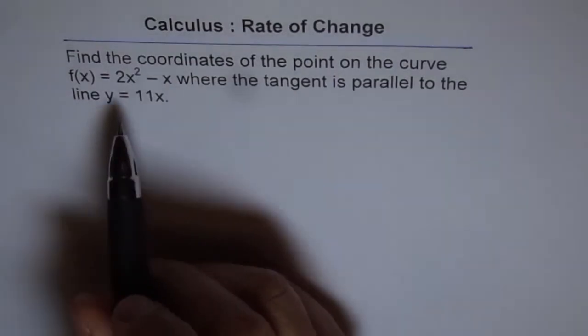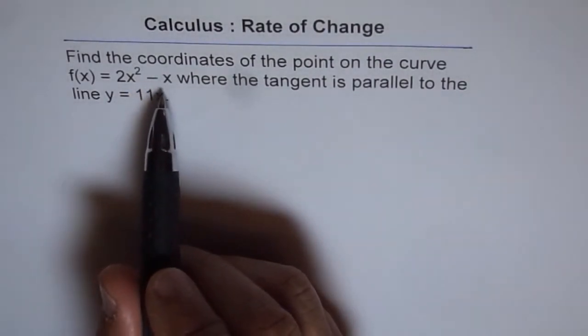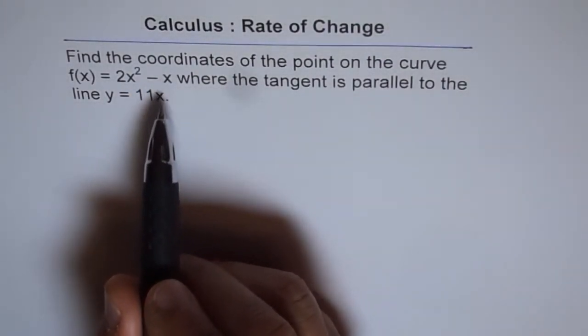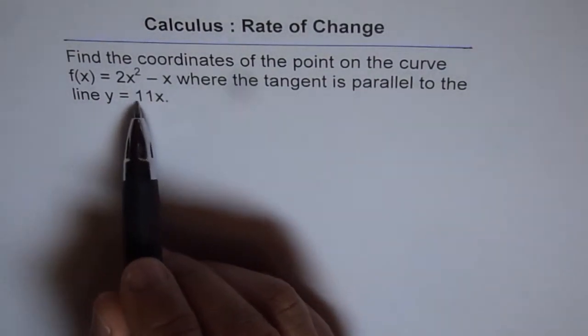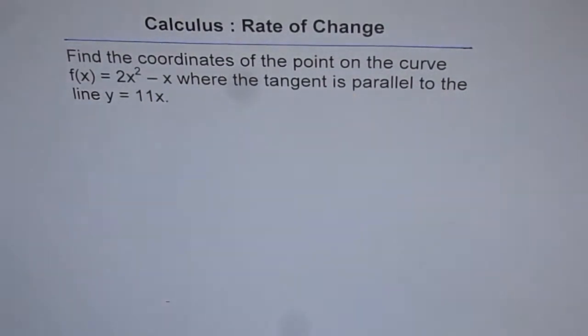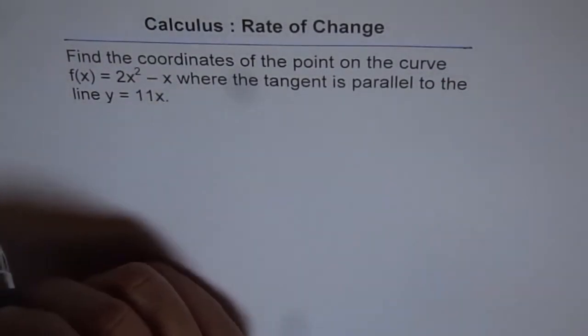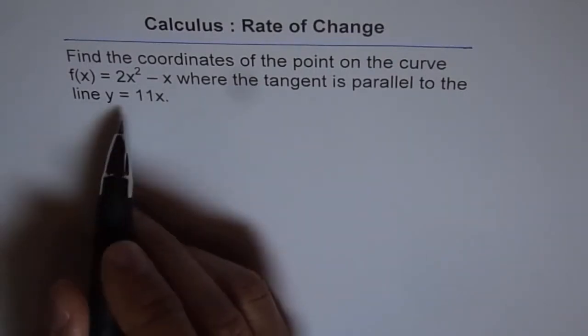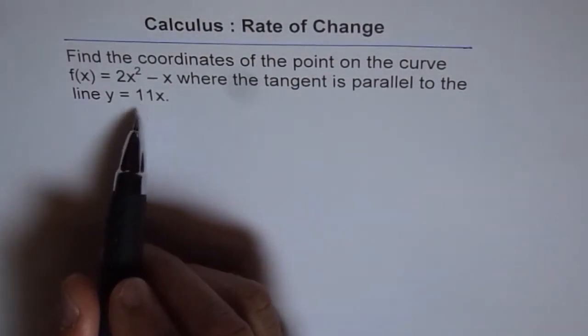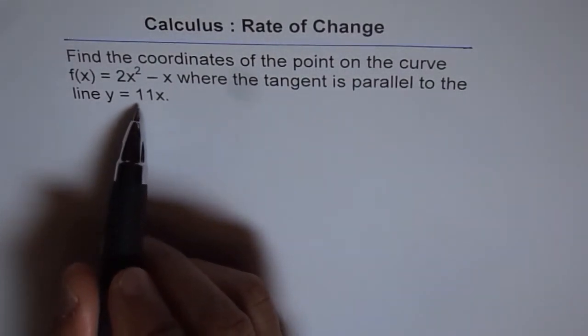Now, we are not given the point, we need to find the point. And the slope of the tangent at that point should be the same as that of this line y equals 11x. That's what we mean by parallel. Parallel means they have the same slope. So in this particular question, we are given the slope and we need to find the point where the slope matches, correct? So we'll start with the difference quotient equation as we had been finding slope, and then equate it to 11 this time. The slope of this line is 11, and therefore we want a point with a slope of 11.